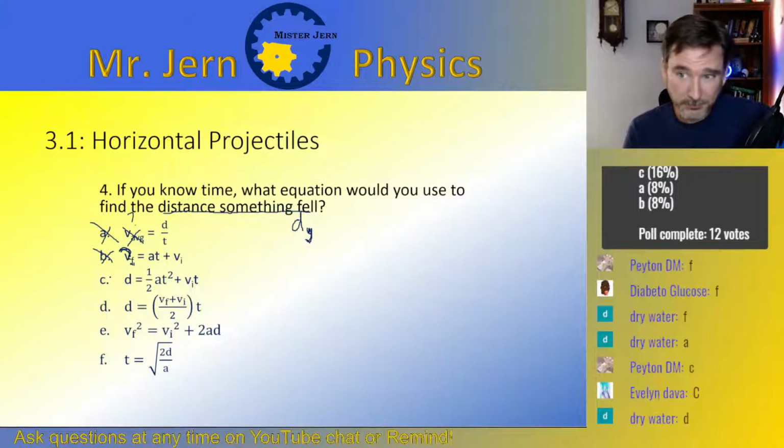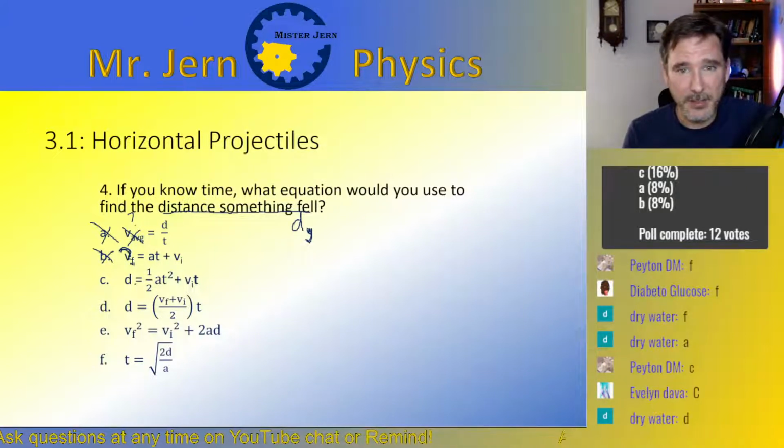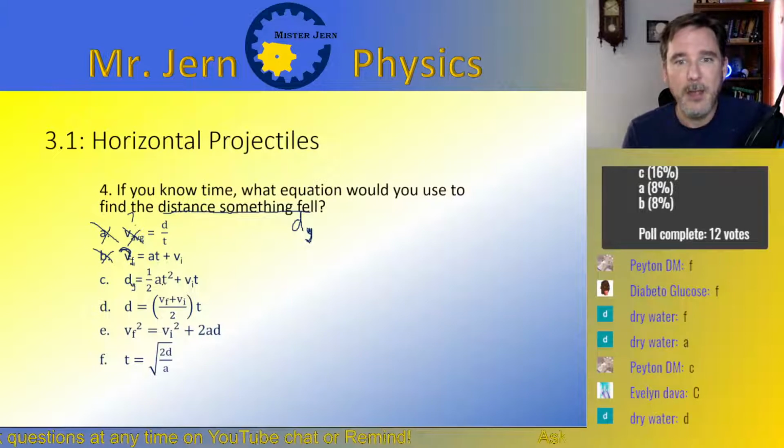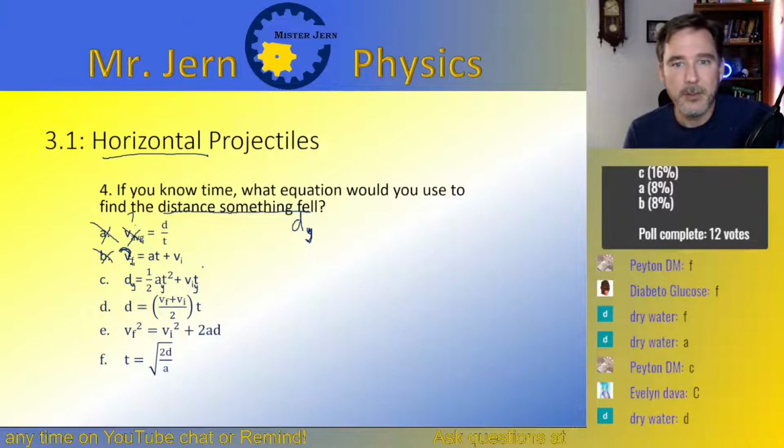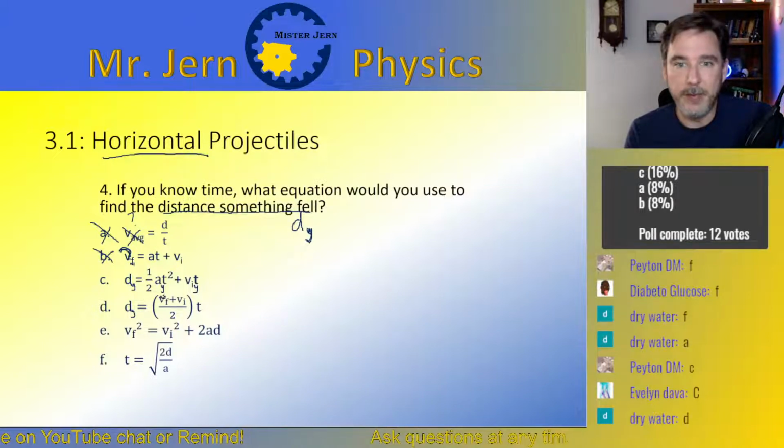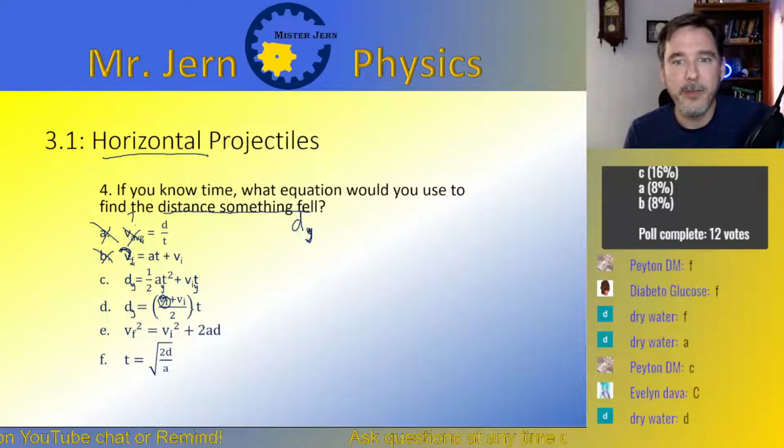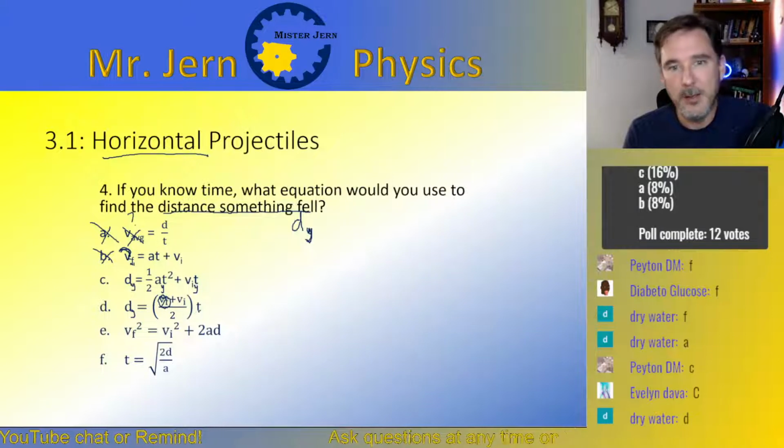The answer is C, because we want to find dy, and we know AY is negative 9.8. We found the time, and we know VIY, if it's horizontally rolling off the desk or whatever, is 0. So we'd use that. So why wouldn't we use this one? Well, again, dy is fine, but we still don't know VF. All right, we don't know VF in the Y direction.